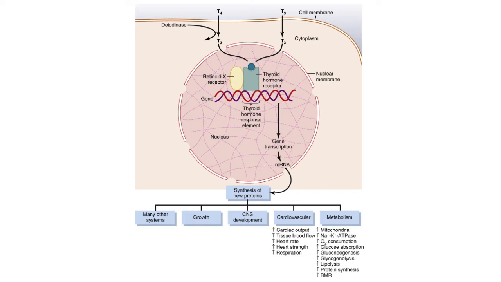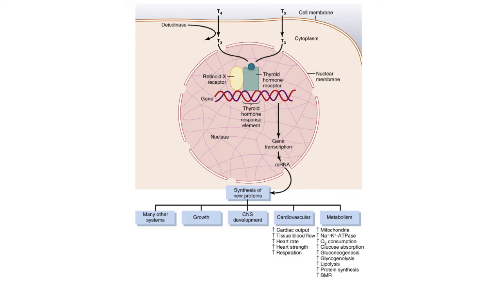So, the thyroid hormone receptor, once it is bound by T3, will then facilitate the transcription of genes that are responsive to thyroid hormone. And this segment of the gene is called the thyroid hormone response element. So the products of transcription are mRNA.